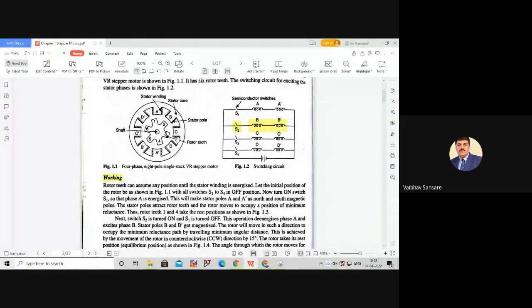According to the switching sequence, we have first seen the operation with single mode switching. That means we switch one switch at a time. Say when S1 is in closed position, rotor teeth 1 and 4 align with phase A, and that we consider as the initial state of the motor. Then when we switch on S2 by switching off S1, rotor teeth 2 and 5 align with B and B dash, because phase B gets energized and phase A gets de-energized. Under that case, the motor rotates in a first step of 15 degrees in a counterclockwise manner.